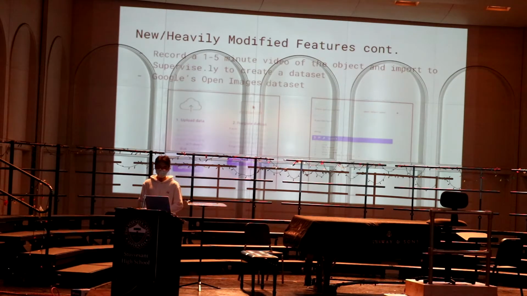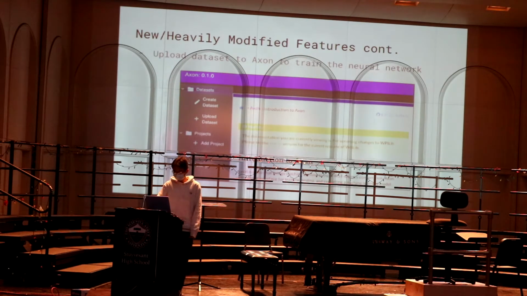So how you would do this is you record a 1 to 5 minute video of the object you're trying to detect, and then you upload it to Supervisely to create a data set. Or you can use Google's open data set that has tons of pictures of generic objects, like cats, dogs, anything that you want. So you can use that instead to train the neural network to detect the object you're trying to detect.